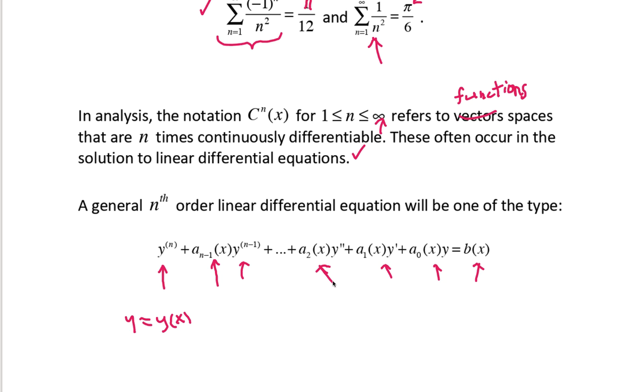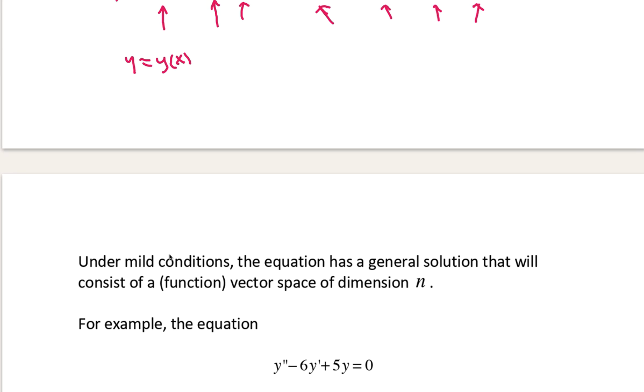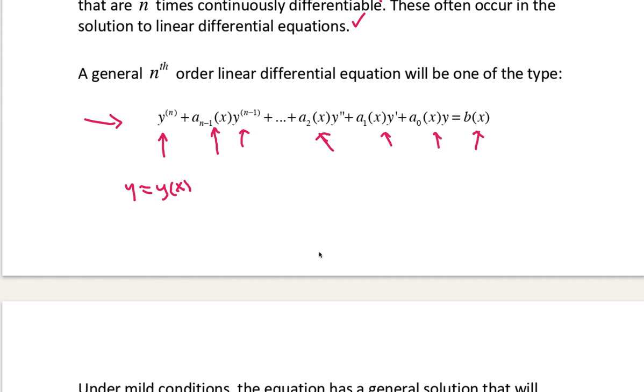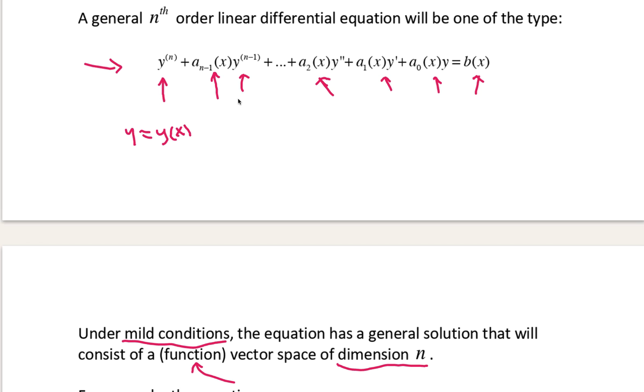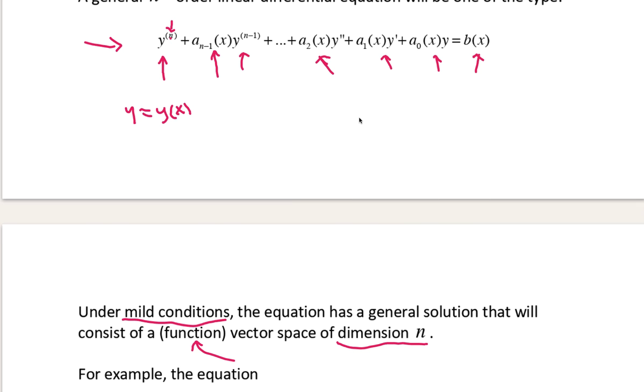This is the general form of the nth order linear differential equation. If you haven't had differential equations yet, then you may not be familiar with this. If you have, then it certainly looks familiar. Under mild conditions, for example continuity of the coefficient functions, the equation has a general solution that will consist of a function space. Yes, it's a vector space, but the vectors are really functions. So we'd like to say a function space of dimension n, exactly the same as the highest derivative that appears here.